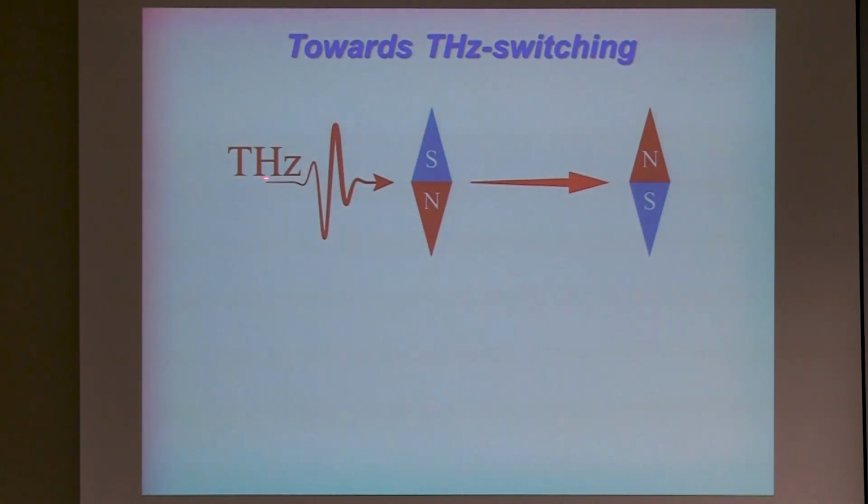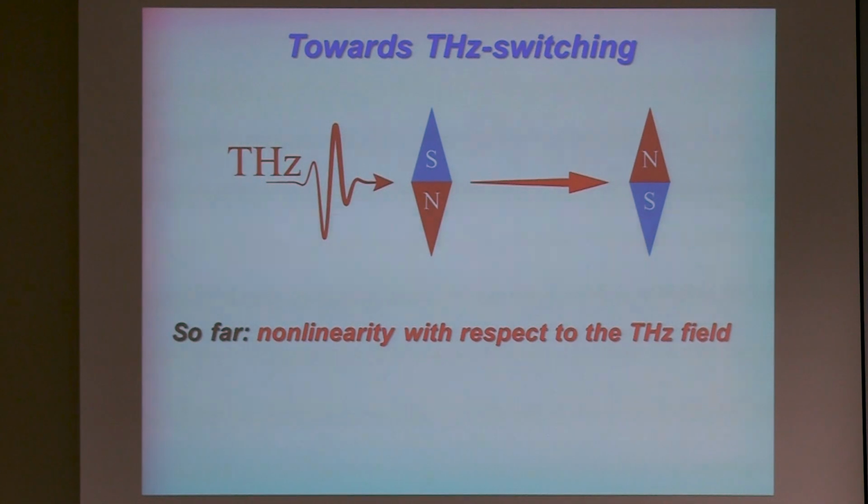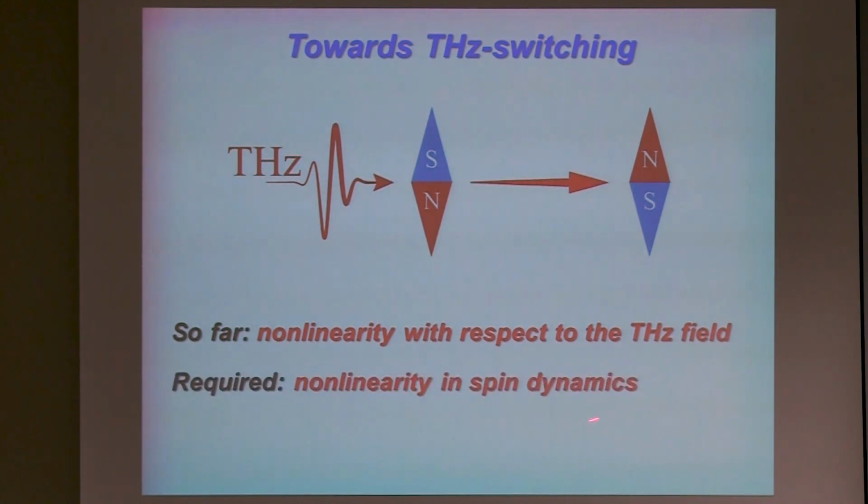So the dream would be to use a short terahertz pulse to invert the polarity of a magnet as a laser pulse does, but here with much lower photon energy. What I demonstrated so far was nonlinearity of the spin response with respect to the driving terahertz field. But we didn't observe any nonlinearity in the spin dynamics itself, which is essentially a signature of the switching.